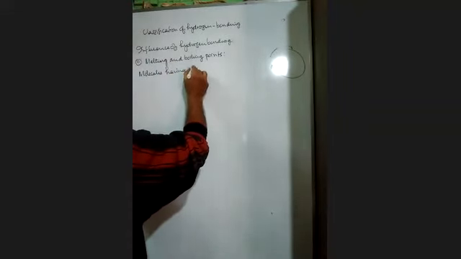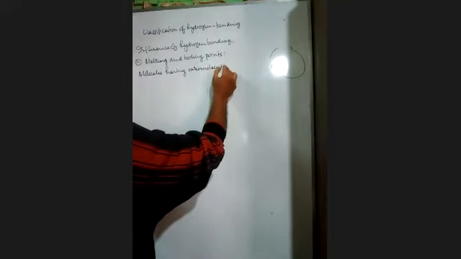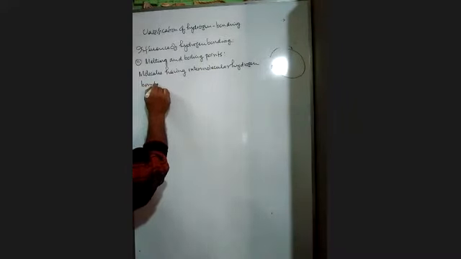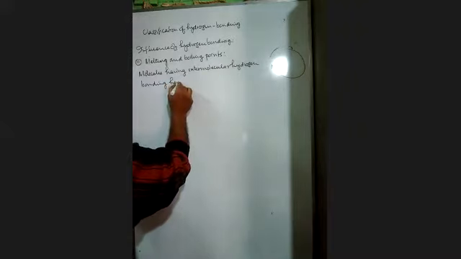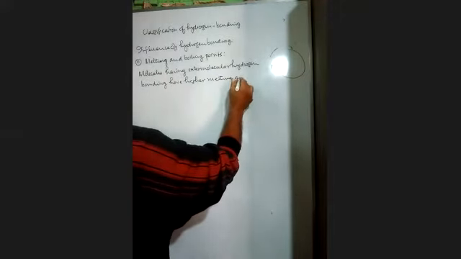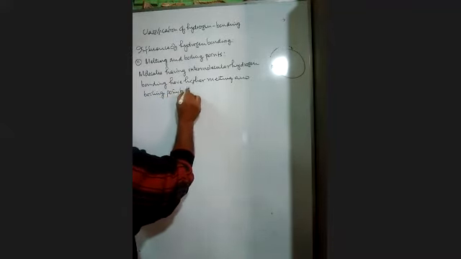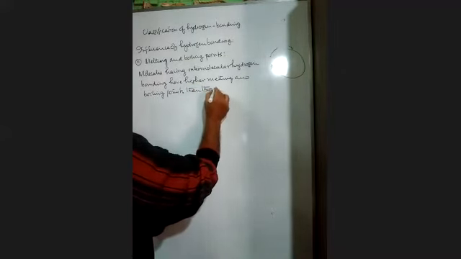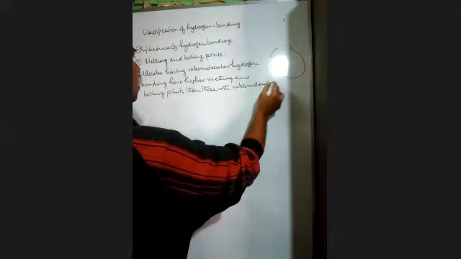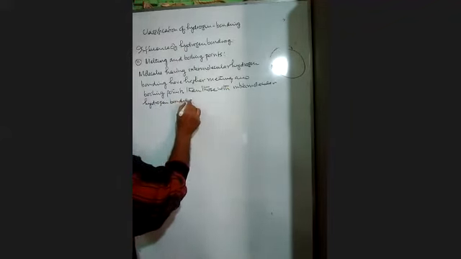Molecules having intermolecular hydrogen bonding have higher melting and boiling points than those with intramolecular hydrogen bonding. Okay, now why?